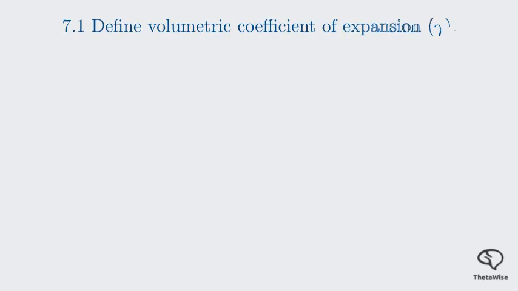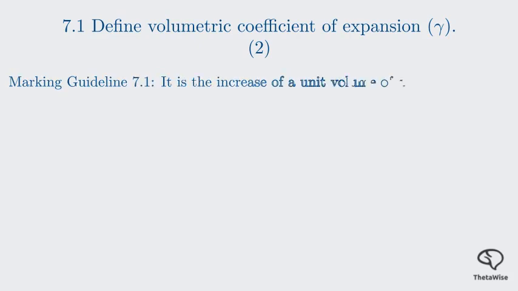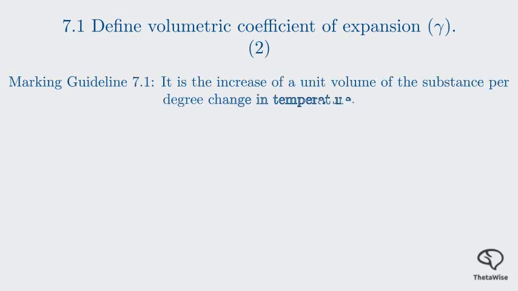Question 7.1 asks us to define the volumetric coefficient of expansion, gamma. This question is worth 2 marks. To start, we'll consult the marking guideline for the precise definition. The guideline defines it as the increase of a unit volume of the substance per degree change in temperature.